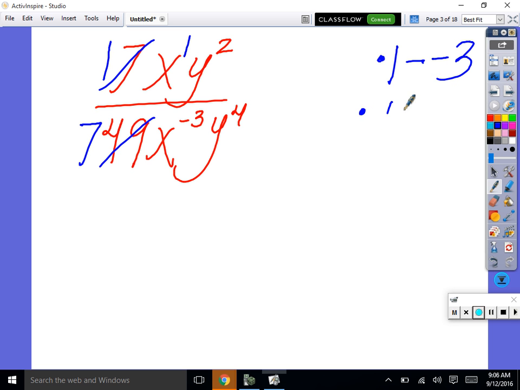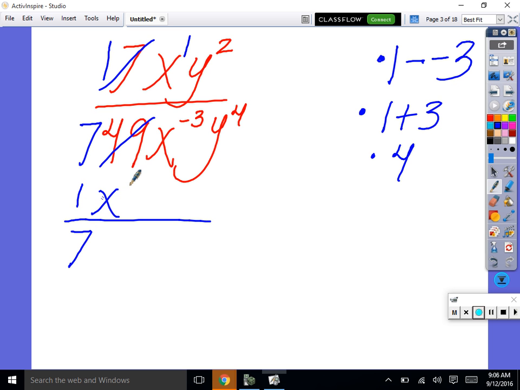Won't that become 1 plus 3, which is 4? So we have x to the, so I'm going to draw my line. I have a 1 on top, a 7 on bottom. We have x to the 4th, correct? Then I'm going to do 2, the top, minus the bottom, which is negative 2, correct? We always write that on top right now.